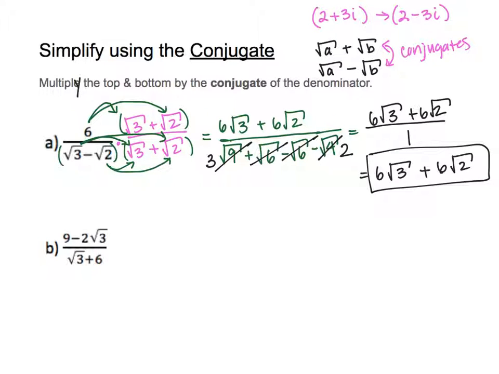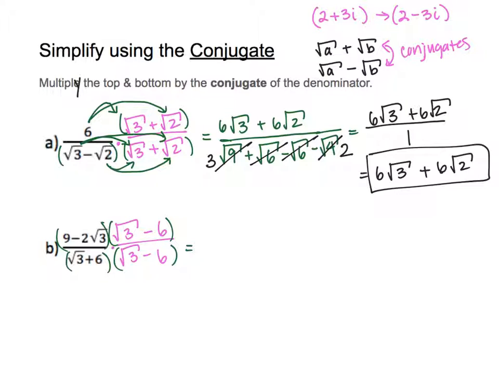All right, one last problem left. We're going to take it one more time using that conjugate and trying to simplify this down. So the conjugate of this denominator is square root of 3 minus 6. So I have to multiply the top and bottom by the square root of 3 minus 6. I'm going to wrap parentheses around here so that I can see I have to FOIL. And we're going to FOIL this out.